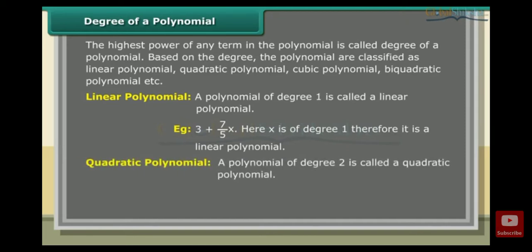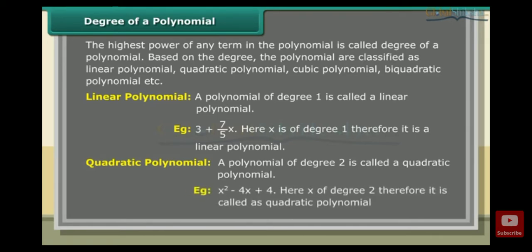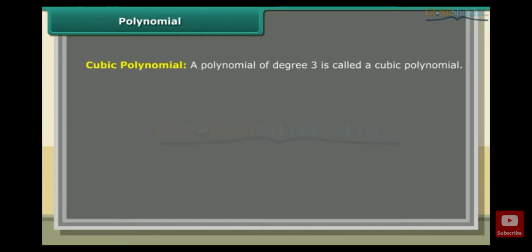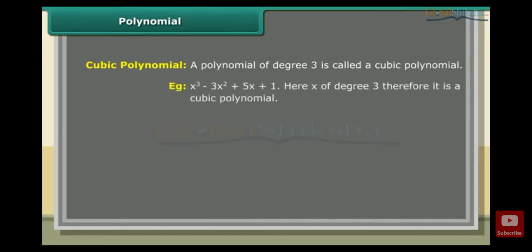Quadratic polynomial. A polynomial of degree 2 is called a quadratic polynomial. Example, x squared minus 4x plus 4. Here x is of degree 2, therefore it is called a quadratic polynomial. Cubic polynomial. A polynomial of degree 3 is called a cubic polynomial. Example, x cubed minus 3x squared plus 5x plus 1. Here x is of degree 3, therefore it is a cubic polynomial.